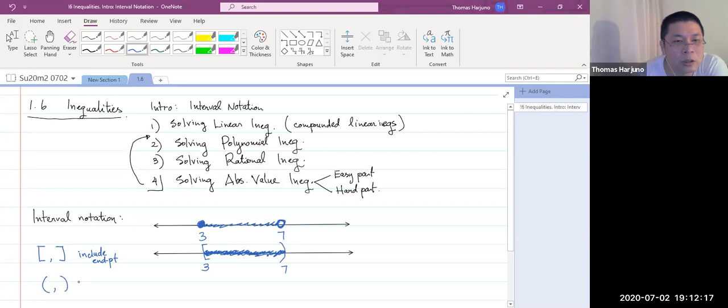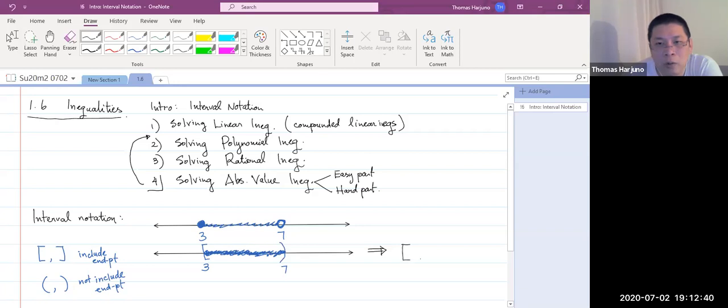Parentheses, not including, not include endpoint. Now, because of this notation, we know the interval notation for this interval will be written as bracket 3, 7, close parentheses. Okay, that's how we express that.